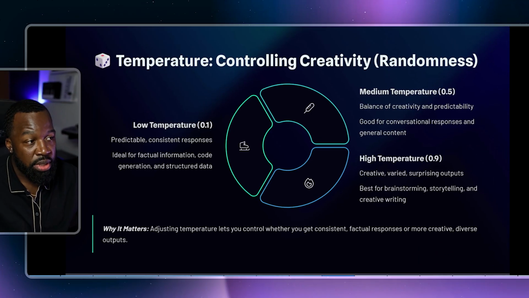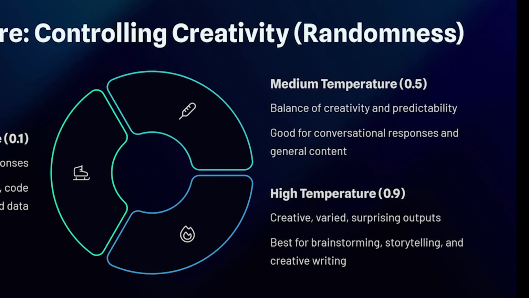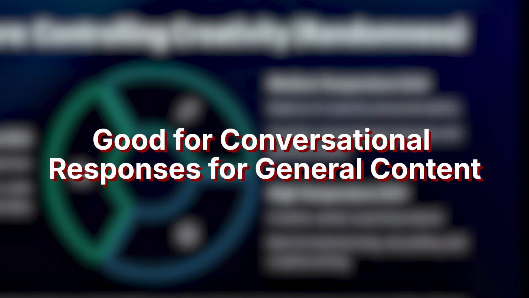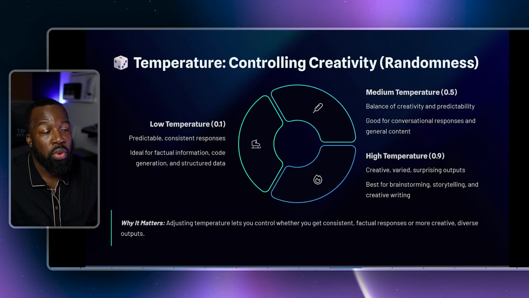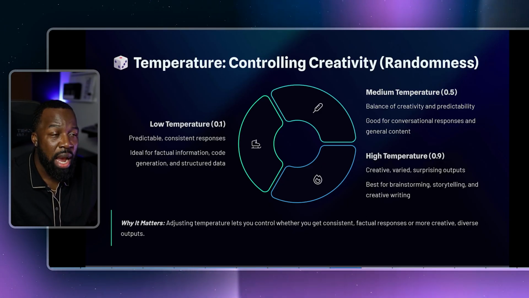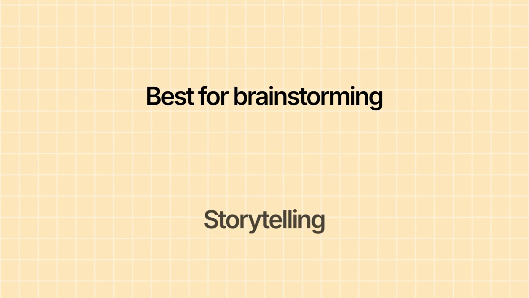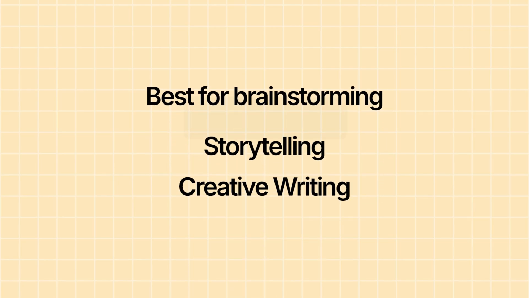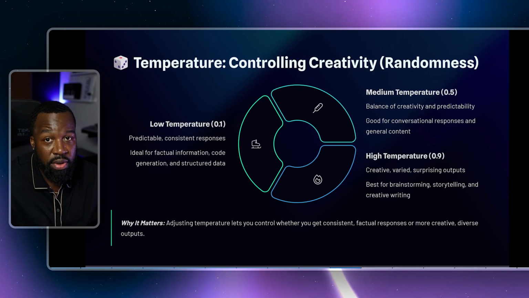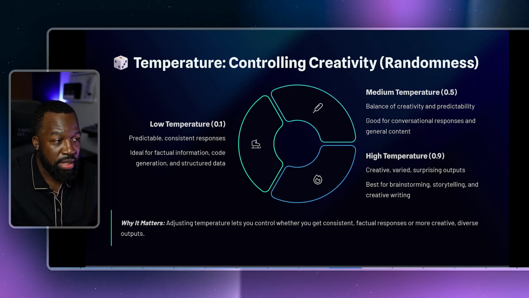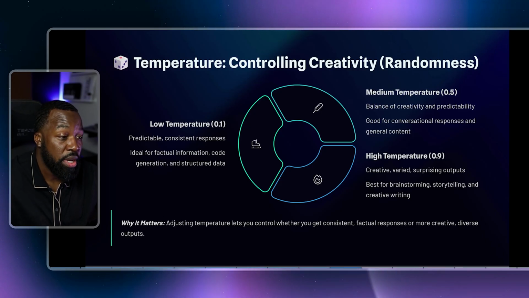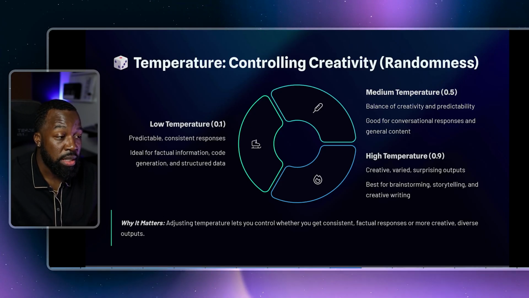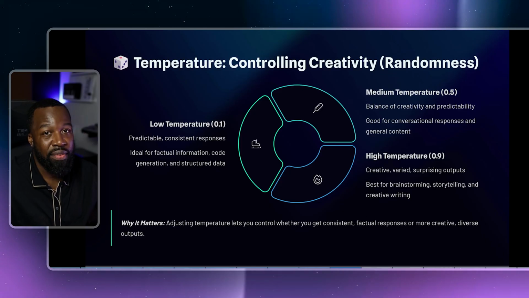A medium temperature, such as 0.5, is going to allow you to strike a balance between creativity and predictability. It's going to be good for conversational responses and for general content. A high temperature, such as 0.9, is going to be much more creative and give you more varied and more surprising outputs. It's going to be best for brainstorming, storytelling, and creative writing. And that may be what you desire for creative endeavors, and so it makes sense to have it set to something like 0.9. Why it matters. Adjusting the temperature is going to let you control whether you're getting consistent and factual responses, or whether you're getting more creative, diverse outputs.